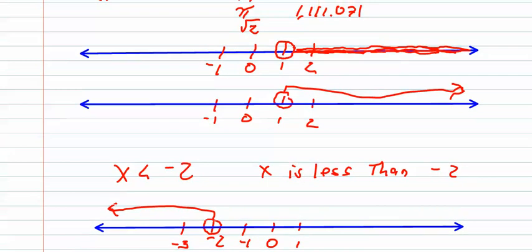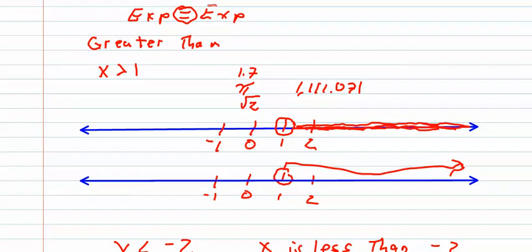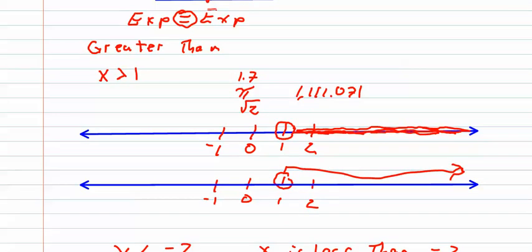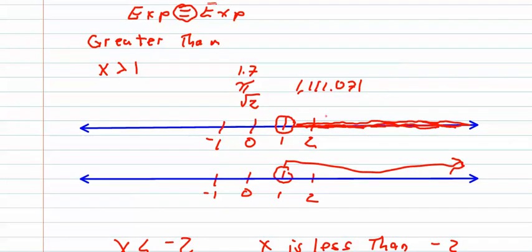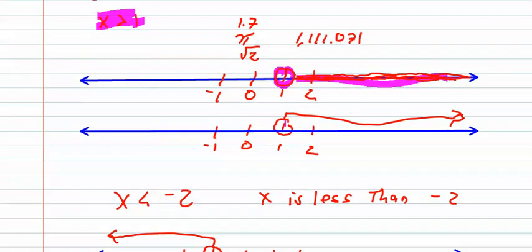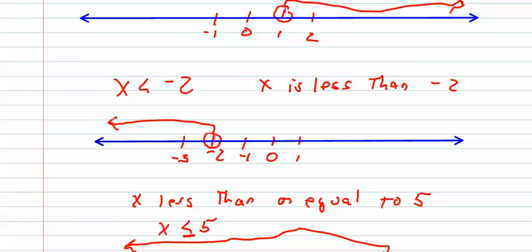So, inequalities, we're looking at numbers bigger than or smaller than something. Here, x is larger than 1. So we have an open circle and we go to the right. Here, x is less than negative 2. Still have an open circle. Less than is smaller. We go to the left.